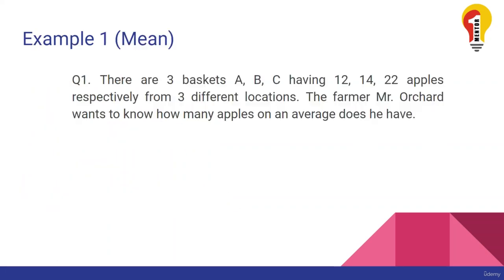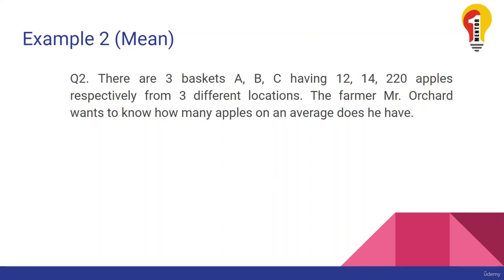The question says that there are three baskets, A, B, and C, and they have 12, 14, and 22 apples respectively from three different locations. Now the farmer, Mr. Orchard, a wild name, to be honest, wants to know how many apples on an average he has. It's a basic sum. We have the numbers here: 12, 14, and 22. We need to add them up and divide by 3, and we get the answer as 16. Simple, straightforward. Let's look at a different example.